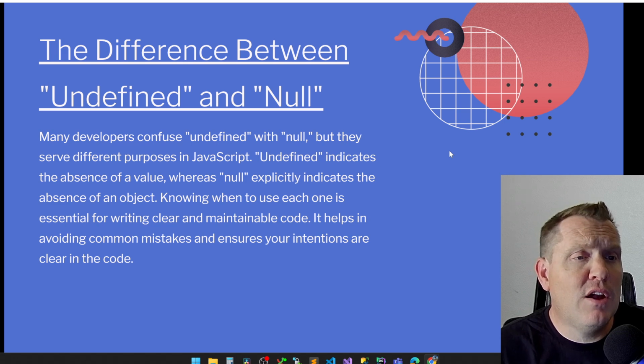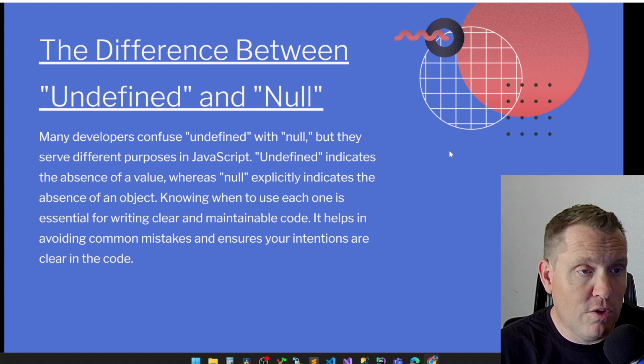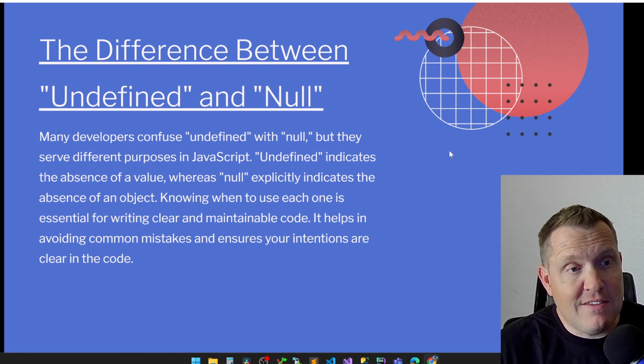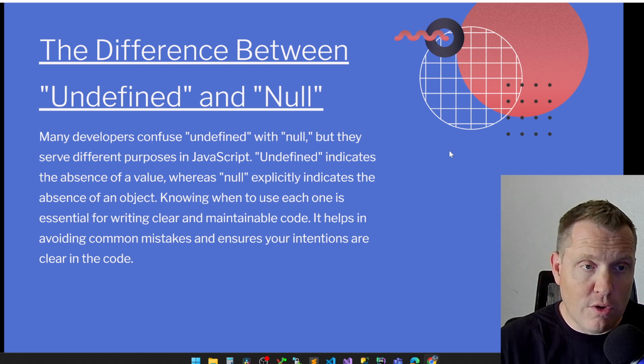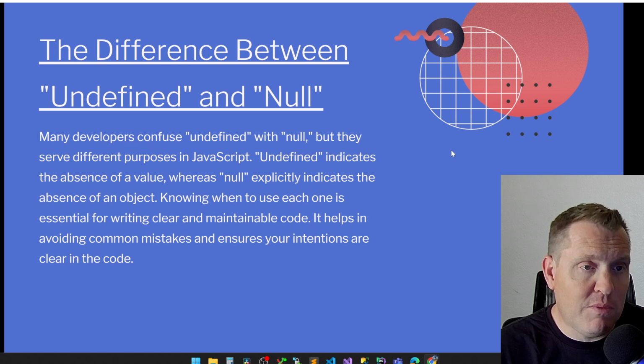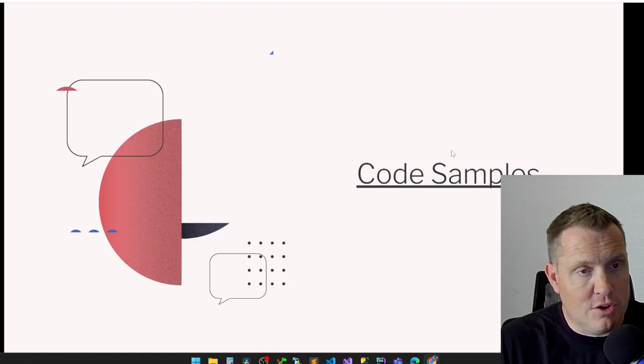So, the difference between undefined and null. Many developers confuse undefined with null, but they serve very different purposes in JavaScript. Undefined indicates the absence of a value, whereas null explicitly indicates the absence of an object. Knowing when to use each one is essential for writing clear and maintainable code. It helps in avoiding common mistakes and ensuring intentions are clear in code.